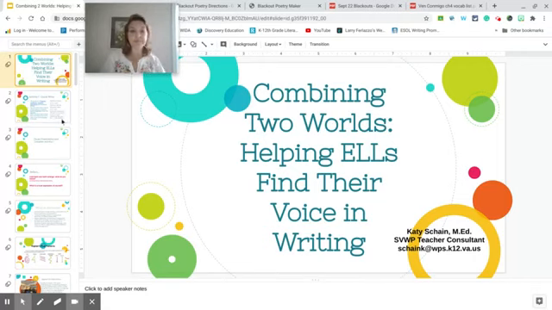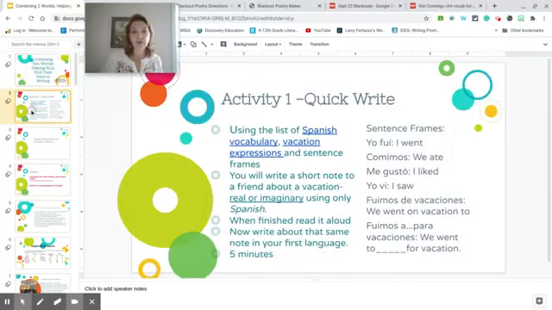So before we begin, we are going to do what's called a quick write. Activity 1, I would like you to write a short note to a friend or to a family relative about a real or an imaginary vacation you've had. I'd like you to write in a second language. So if you are not a native Spanish speaker, I've given you some tools to use for Spanish to write your note to your friend about this real or imaginary vacation.